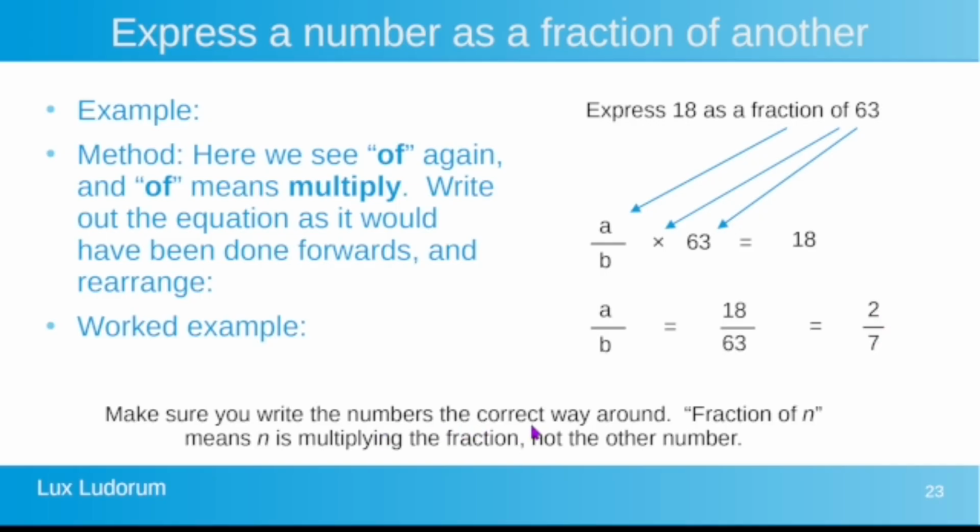And make sure you write the numbers the correct way round. Fraction of n, some number n, means n is multiplying the fraction and not the other number. So don't do the fraction times 18 in this case, because you see 18 there. Fraction of 63 means fraction times 63. Write it out like that.